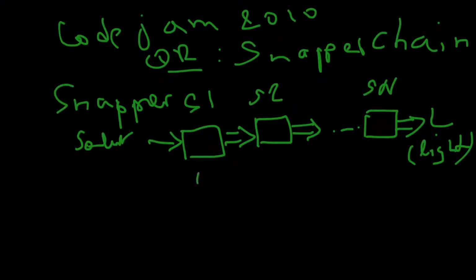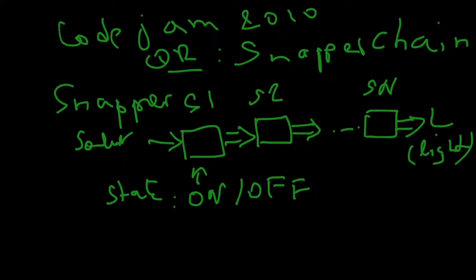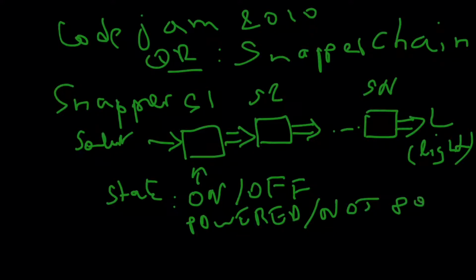And this snapper device has different types of states. It can be either on or off. And it can also be powered or not powered. That means that if you plug the light into it, the light will be on, and it has a not powered state. We will see in a second why that matters.